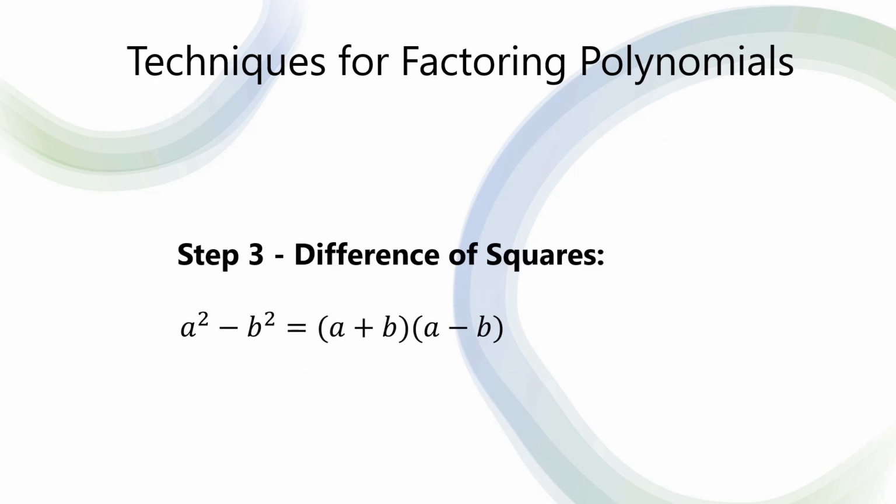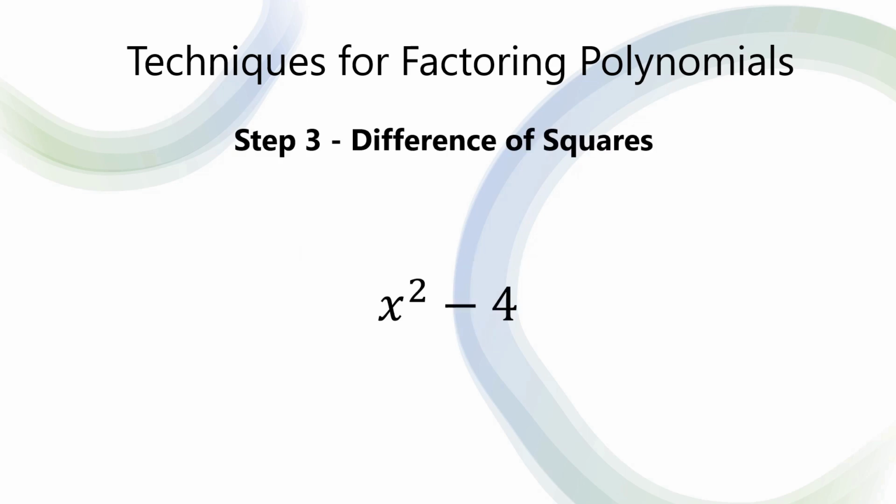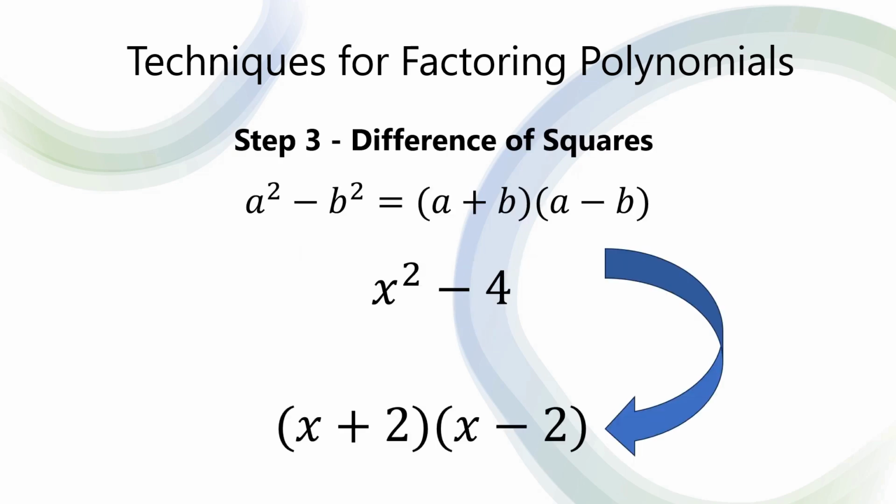Step 3. Difference of squares. Recognize polynomials that are in the form of a squared minus b squared. These can be factored as the quantity a plus b times the quantity a minus b. If we have the polynomial x squared minus 4, we can express it as the quantity x plus 2 times the quantity x minus 2. Here, x plus 2 and x minus 2 are the factors resulting from the difference of squares.